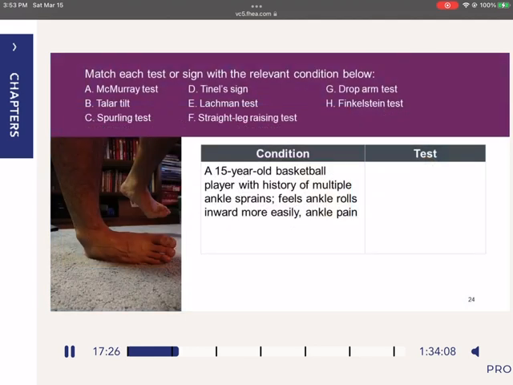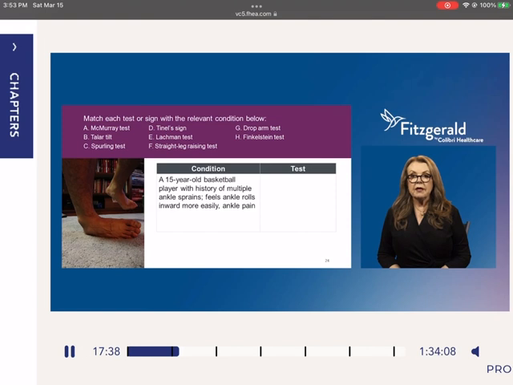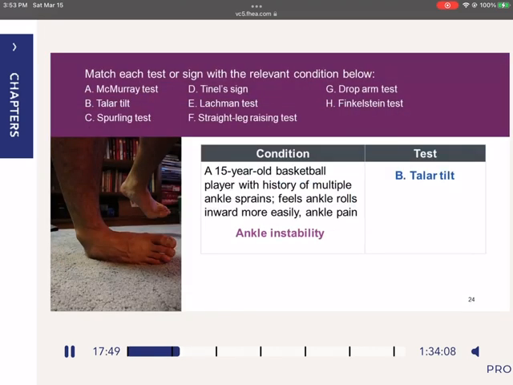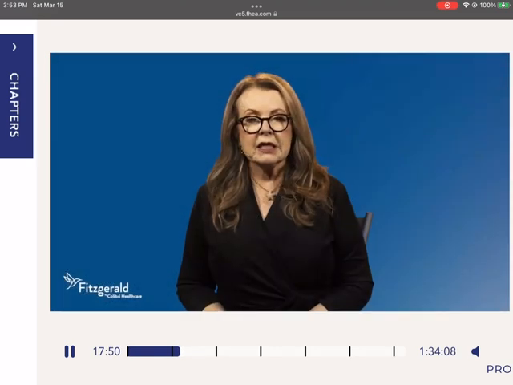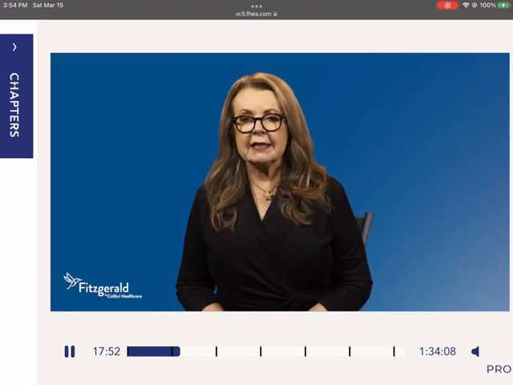A 15-year-old basketball player with a history of multiple ankle sprains feels ankle rolls inward more easily, and there is ankle pain. What would that be? That's ankle instability, described in the patient scenario. And what would the test be? It's going to be Talar tilt test. My ankle is aching just looking at that image.